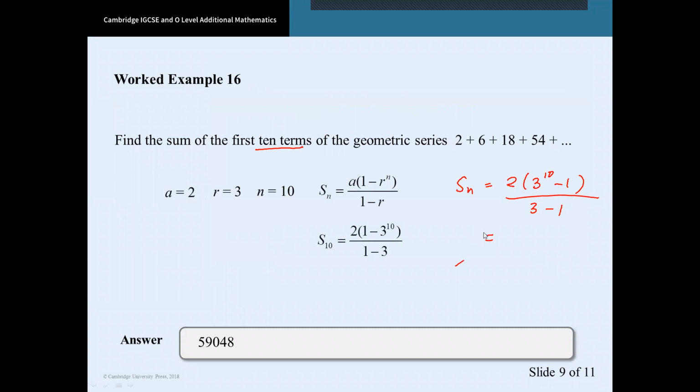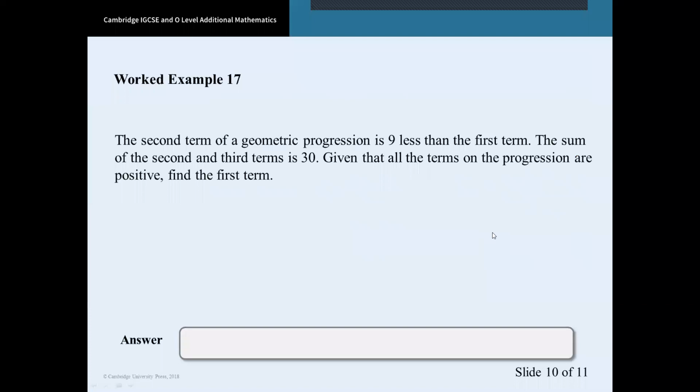Okay, now let's check on the next worked example, 17. The second term of a geometric progression is 9 less than the first term. The sum of the second and third term is 30. Given that all the terms on the progression are positive, find the first term. Now, the second term of a geometric progression is 9 less than the first term. So here I have a minus ar equals to 9.